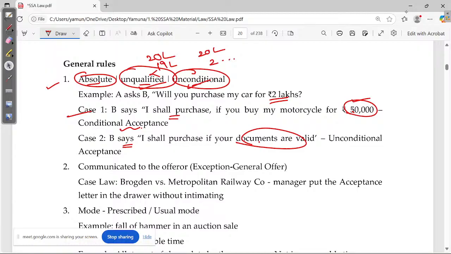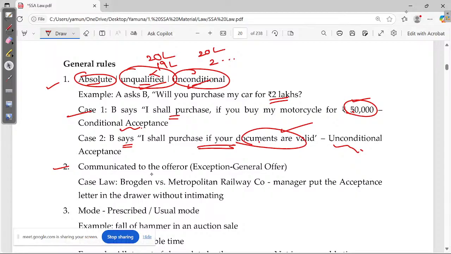Probably you might not be much worried about a car. But if you go for buying a property, definitely we take a copy of the original owner's documents, the mother document and all. We check everything because we need to know the genuineness and validity of the existing owner. So, I shall purchase if your documents are valid. This is unconditional, and it is often asked in the exam, especially in CMA, so you have to be very clear on this unconditional acceptance.